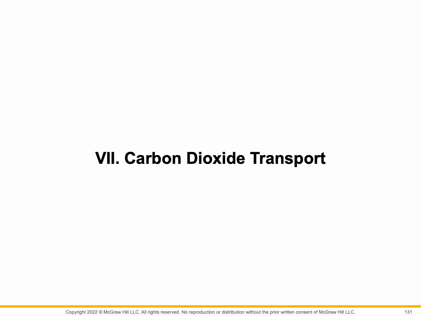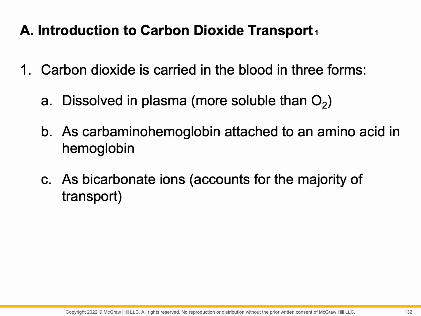Now we come to the transport of carbon dioxide. Now, carbon dioxide is carried in the blood in 3 forms. First, there's the dissolved form in plasma. It's more soluble than oxygen. Second, it is seen as carbaminohemoglobin attached to an amino acid in hemoglobin. And then third, it's seen as bicarbonate ions and accounts for the majority of carbon dioxide transport.